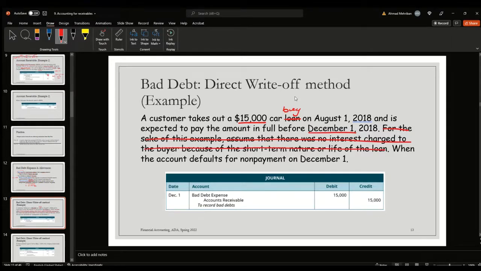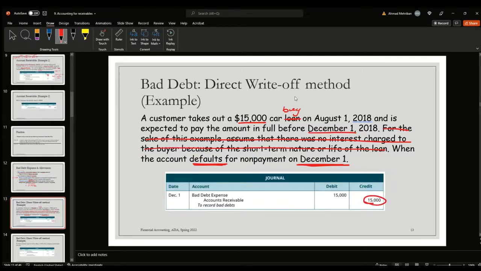Now, in this case, we don't make any estimation. Yeah, so we immediately look at the date. On December 1st, we go like, okay, there was no payment made by this specific customer, and the account has defaulted because of no payment. So what we will do in that case, this account receivable cannot just stay there, right? So we have to credit it.